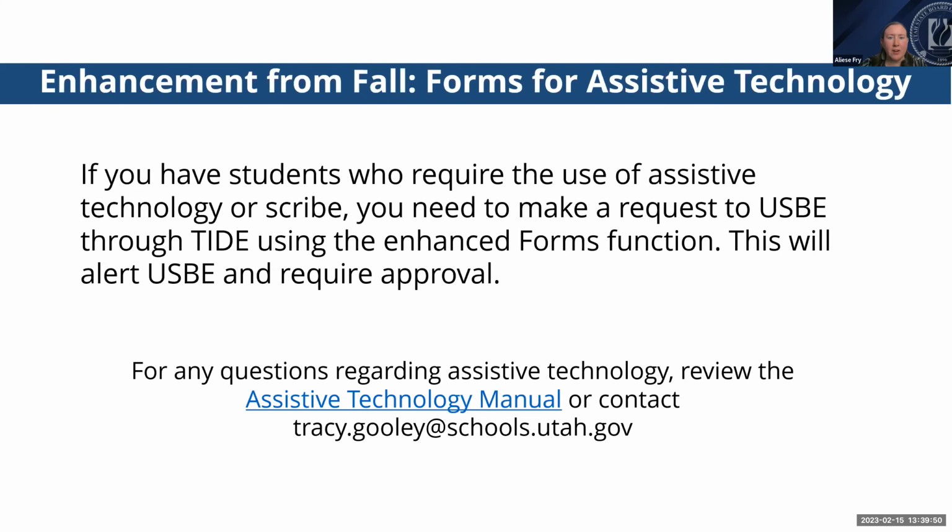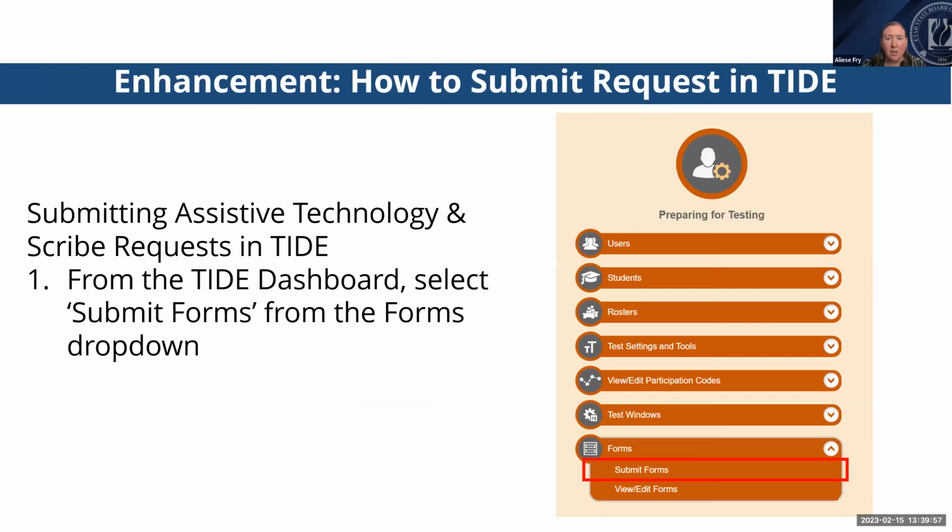As another enhancement, which has been in place since fall, but I wanted to touch on it here, were the assistive technology forms. So if you have students who require the use of assistive technology or a scribe, you would need to make that request to USBE through Tide using the enhanced forms function. This will alert USBE and require approval.